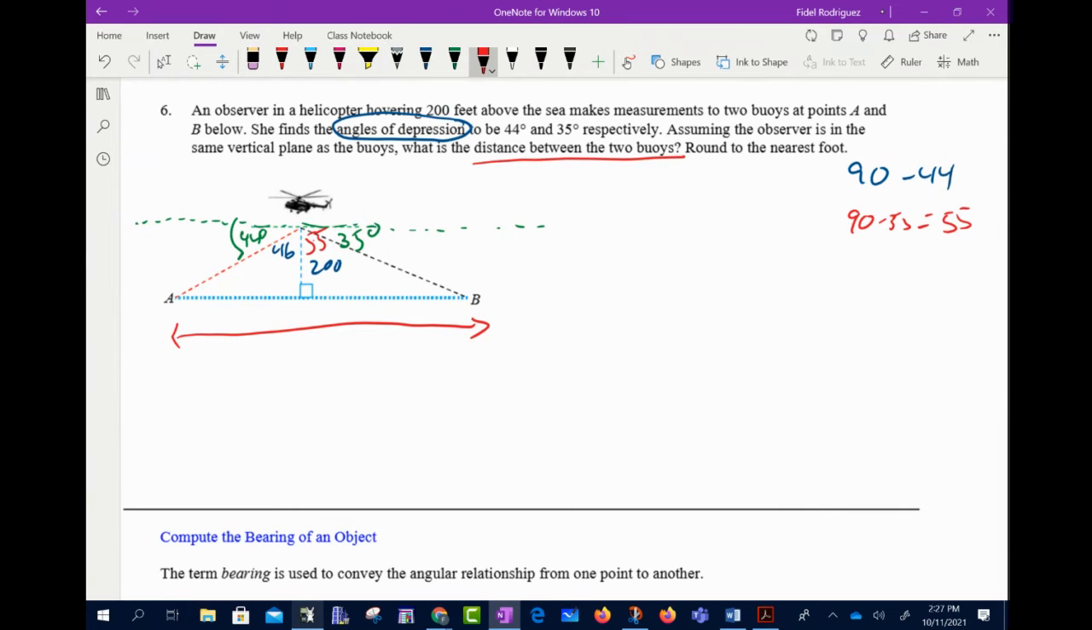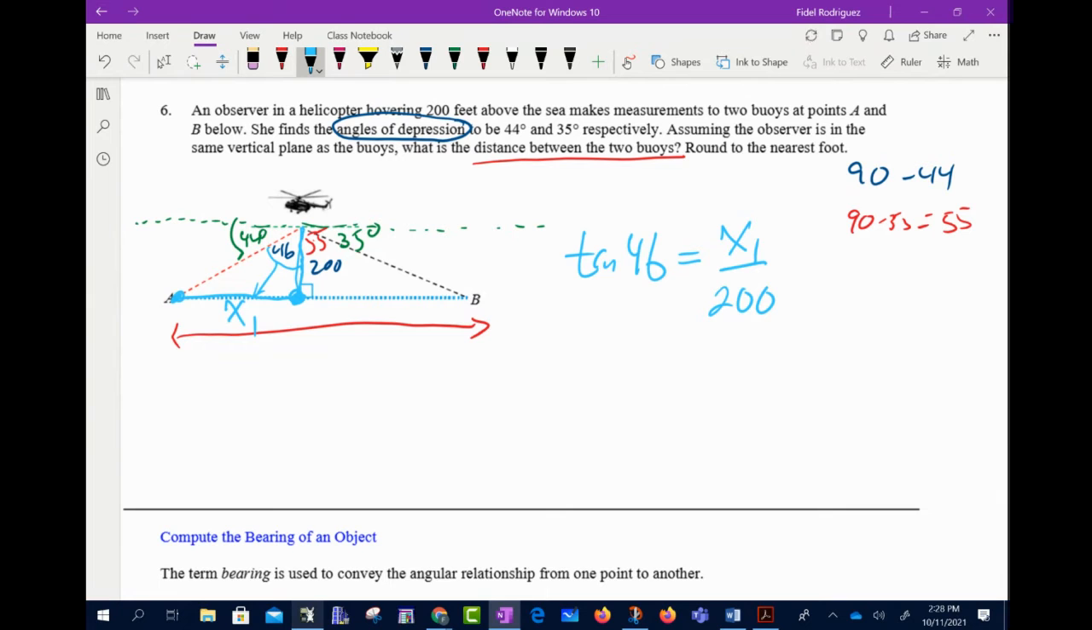Let me ask you a question. Could we figure out how far it is from, say, here to here, knowing that this distance here is 200 and this right here is 46 degrees? What trig function would we use that would describe the opposite over the adjacent side? The tangent, right? So we would say the tangent of 46 degrees is equal to, I'm just going to call this x1 for right now, y'all, okay? x1 over 200.